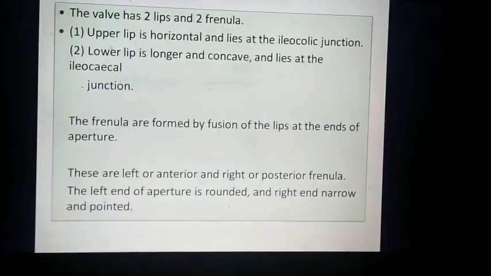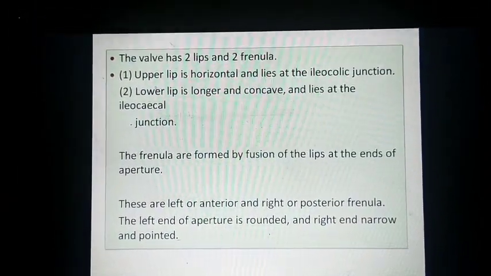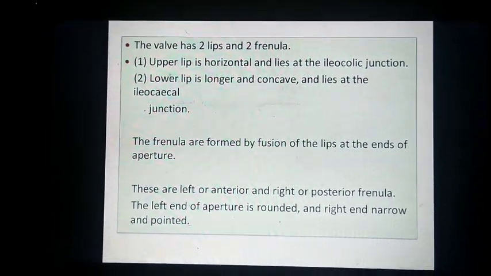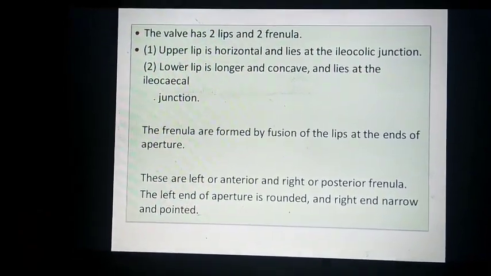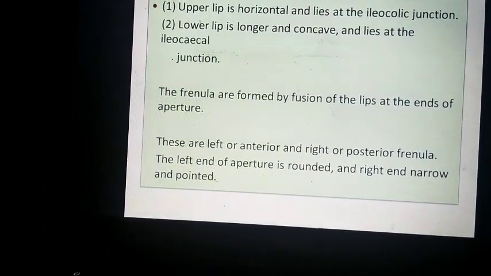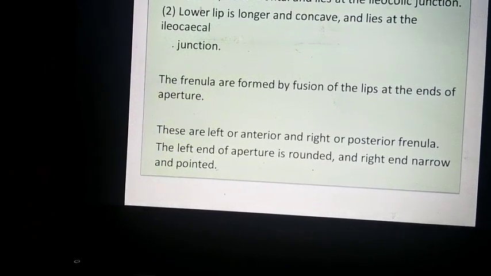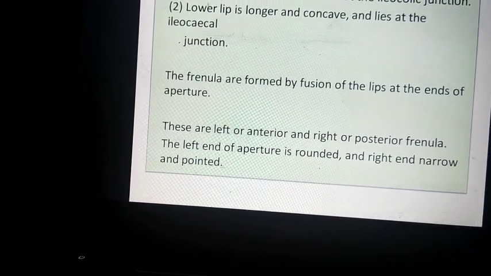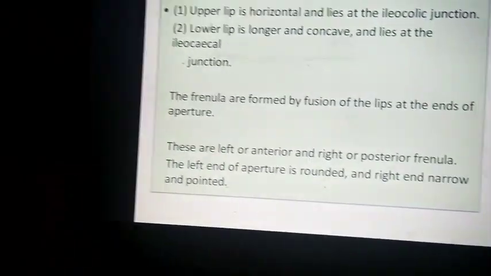The valve has two lips and two frenulums. The upper lip is horizontal and lies at the ileocolic junction. The lower lip is longer and concave and lies at the ileocecal junction. The frenulum are formed by the fusion of the lips at the ends of the valve. These are the left or anterior and the right or posterior frenulum. The left end is rounded and the right end is narrow and pointed.